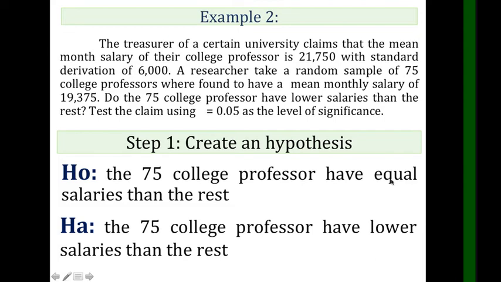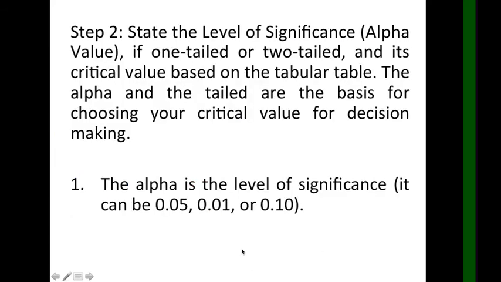So, hindi siya pwedeng maging higher. Okay? Or pwedeng equal or higher. So, the 75 college professors have equal salaries. I think wala na tong the rest. Okay? So, you need to erase this one, kasi mali na yung grammar. So, the 75 college professors have equal salaries. The 75 college professors have lower salaries than the rest. Okay? So now, step 2 na tayo.